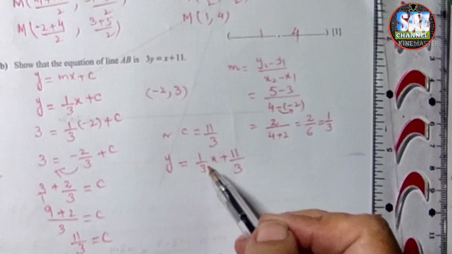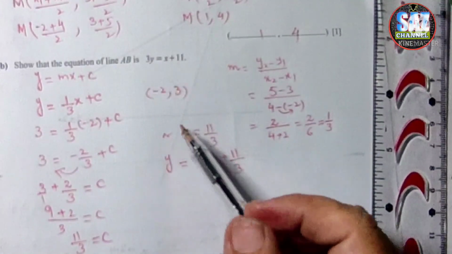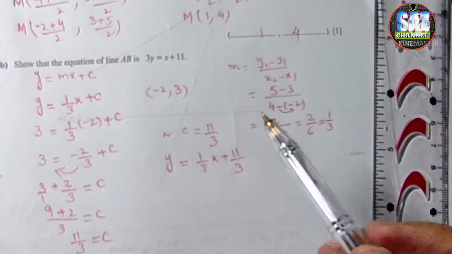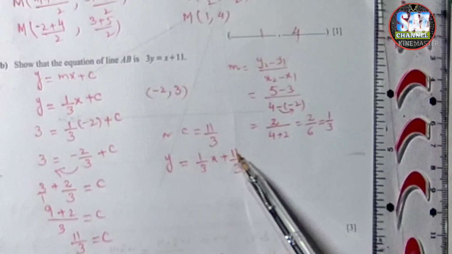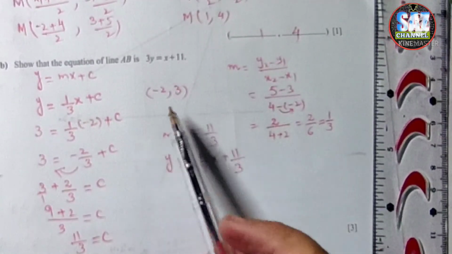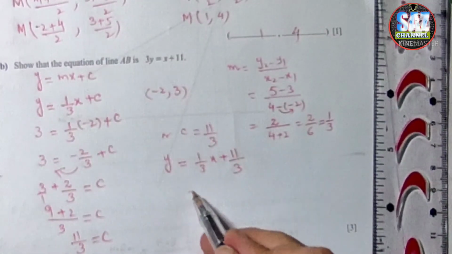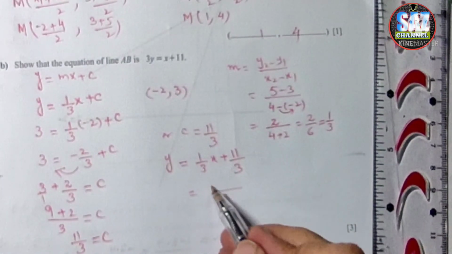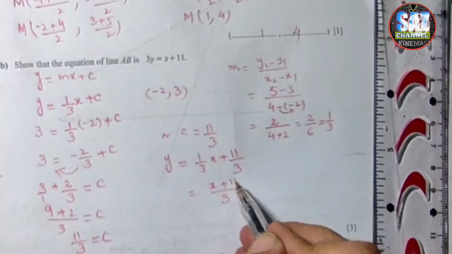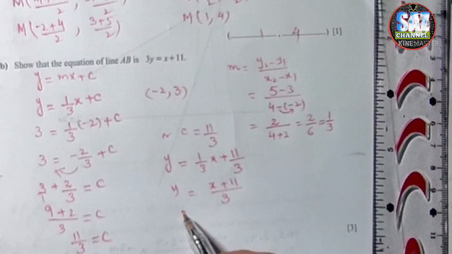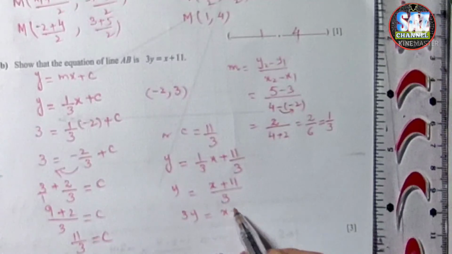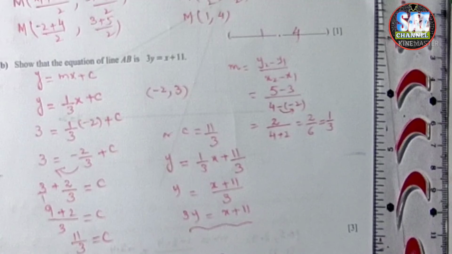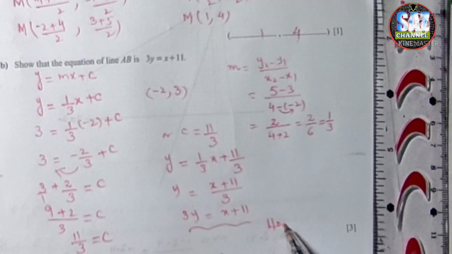Keep comparing your working with the given conditions. If they are not matching at any stage, you have to stop your working and think about that. Somehow I am getting 11 by 3 here, but I do not have the denominator in my required equation. So what I will be doing, I will be making my working free from fraction by taking the LCM. 11 plus x equals 3y, so 3y equals x plus 11, which is the same as given in the requirement of the question, hence shown.